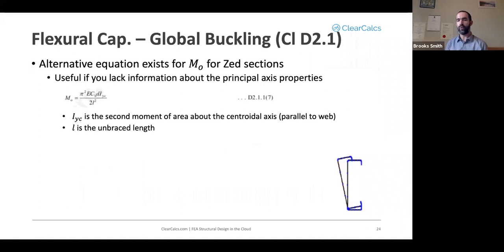And there is an alternative equation that exists for Z sections, though, if you don't have the information based upon those principal axis properties. So you can use this equation instead for a Z section. IYC in here is your second moment of area about the centroidal axis, which you're going to get from basically every manufacturer's provided information. L is then the unbraced length, and you should take that as the minimum of your unbraced length for lateral and for torsional.